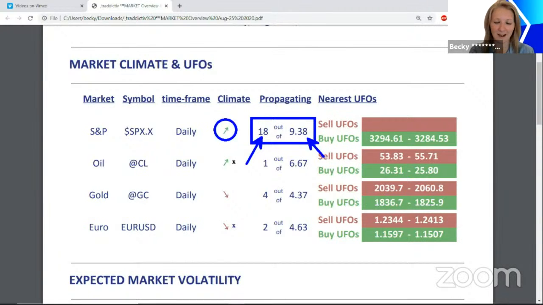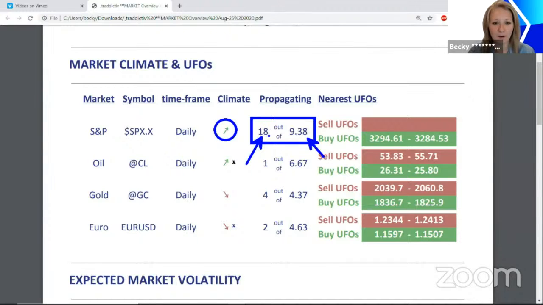So again, we are in a situation where we have buy UFOs beneath us. We have a confirmed upwards climate. Both are signals there to the upside. But we are overextended there to the upside. So we lack probabilities that this climate is likely to continue. But at the moment, we have no sell UFOs to tell us where it might be likely to turn. So again, a few things maybe working against each other here.